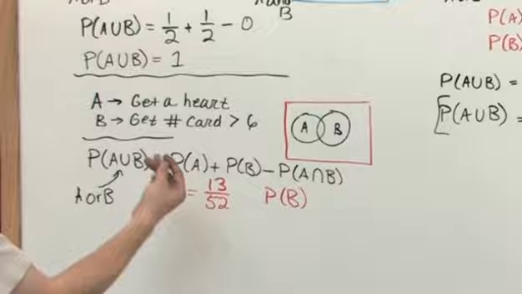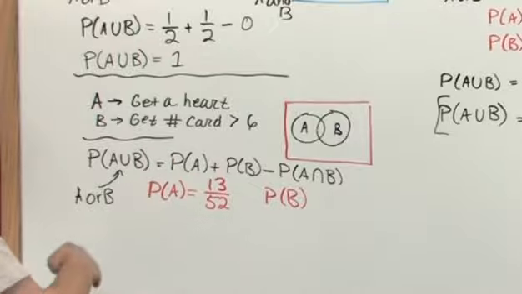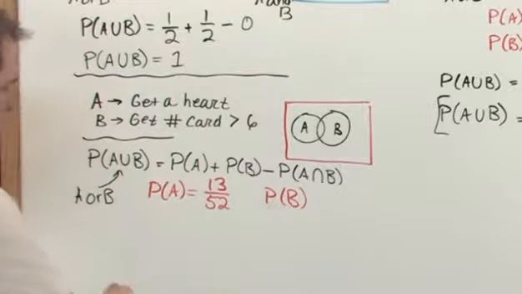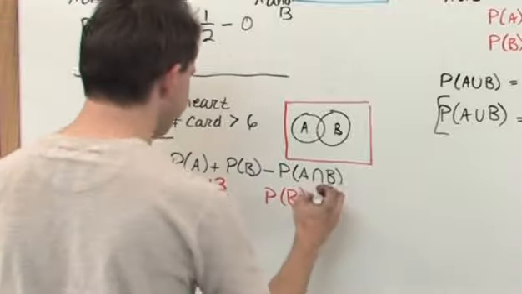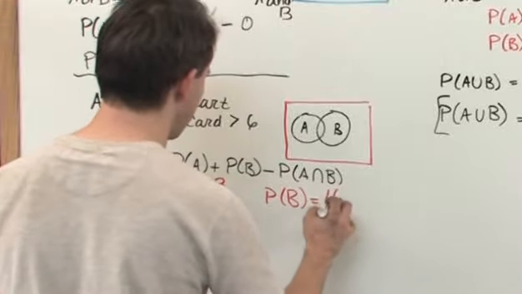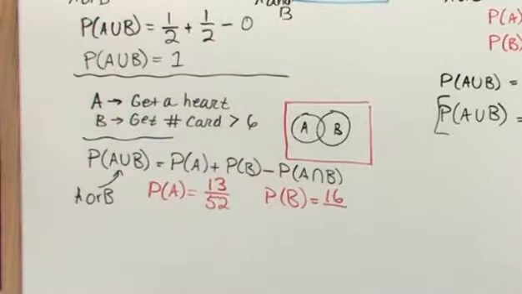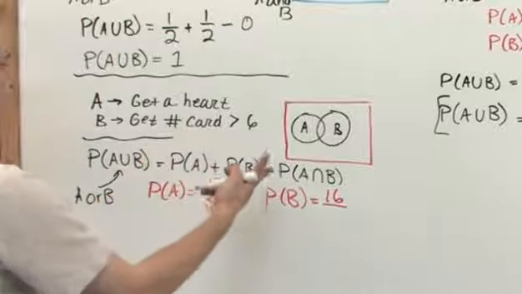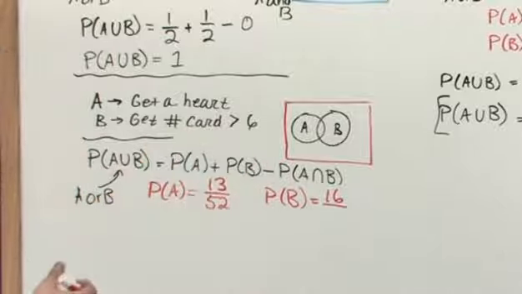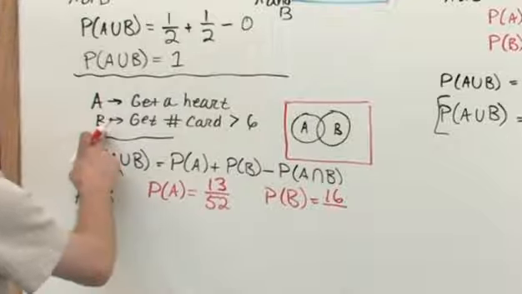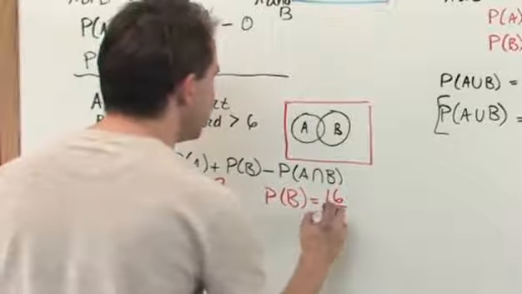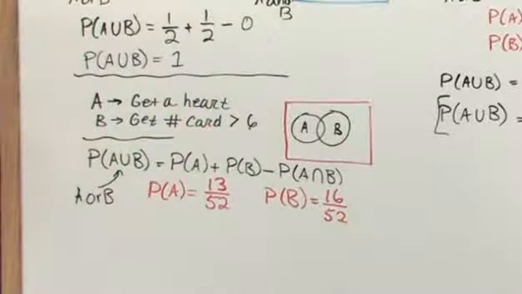Okay, that's 4, 7, 8, 9, 10, but there's all different suits. There's 4 suits, so there's 4 cards times 4 suits is 16 total cards for success. I have 4 cards, 7, 8, 9, 10, but I have 4 different suits, so there's 16 total cards to make B a success, again, out of 52 cards. Okay, so that's what the probability of B is.